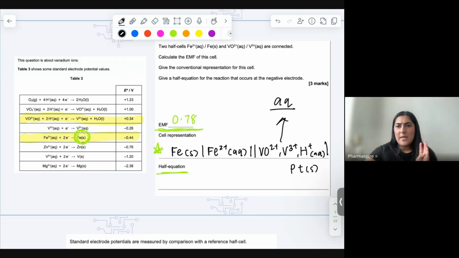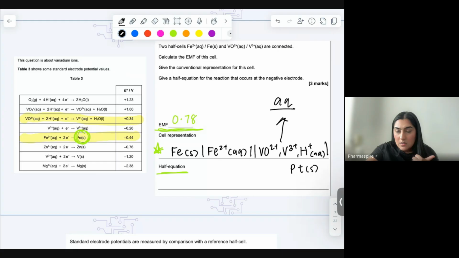Right, the question I'm getting is why not 2H+? Well, you don't put your balancing numbers in a cell representation. It's a species. So that's why we're not doing it. We don't add water because it's not aqueous. We want aqueous ions. We don't care about liquids. That's why we don't have H2O. It doesn't matter about the order that you put it in, as long as you put it in like that. That's fine.